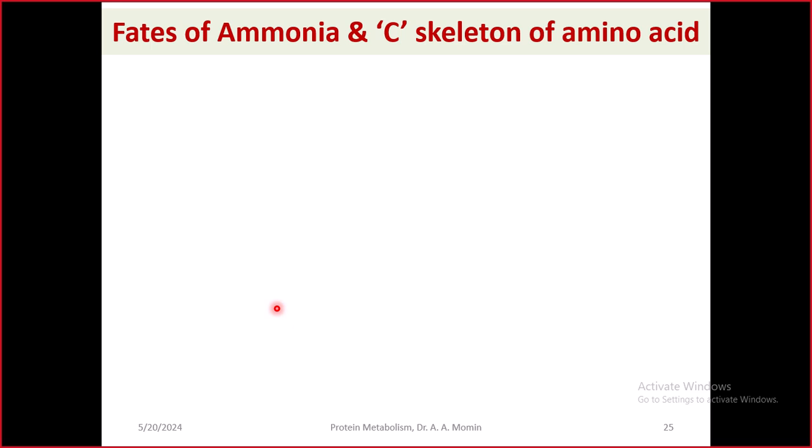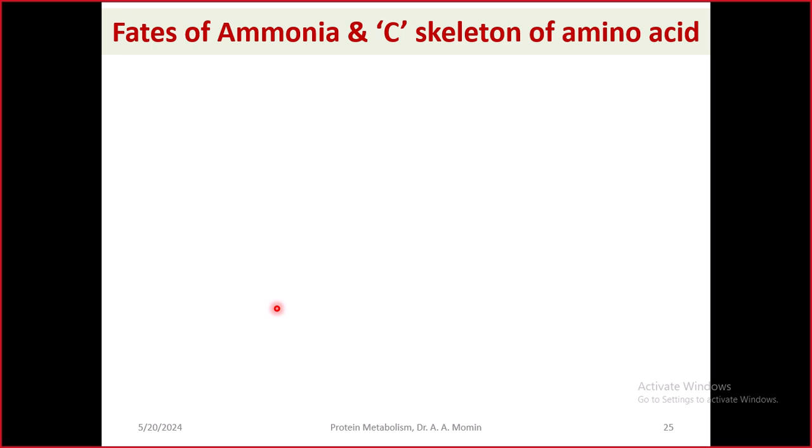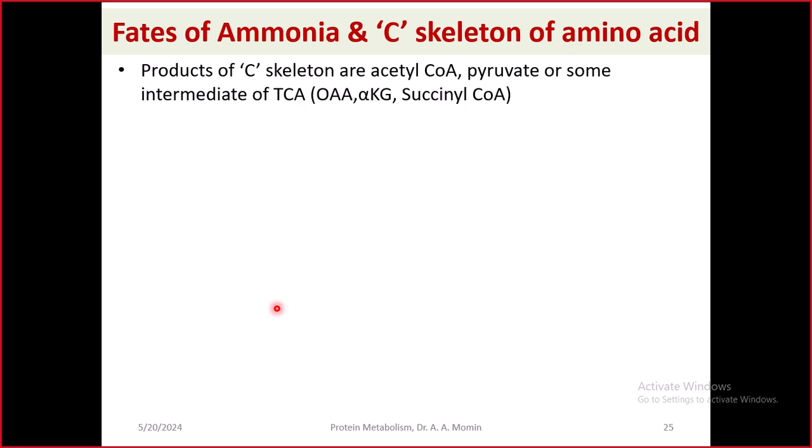Now the fates of ammonia and carbon skeleton of amino acid. Every amino acid, as we know, has two functional groups, ammonia in the form of amino group and the carboxyl group. The first step in the conversion or the catabolism of amino acid is to undergo transamination followed by deamination, and after deamination the amino group is separated as ammonia. Ammonia is separated and the remaining structure is called a carbon skeleton. So what is the fate of this ammonia and carbon skeleton once amino acid undergoes catabolism?